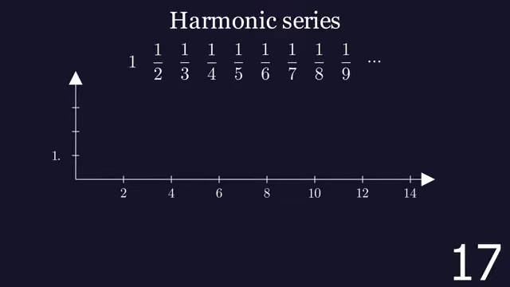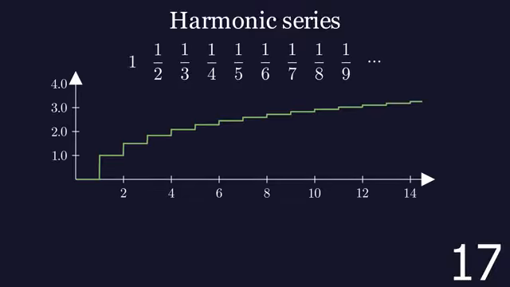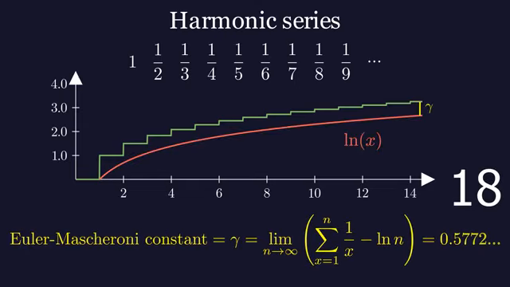The harmonic series starts with 1, followed by 1/2, then 1/3, and so on. We can graph the sum of the first x terms of this series. We can also graph the natural logarithm of x. The distance between the two graphs represents the Euler-Mascheroni constant, which is approximately 0.577.